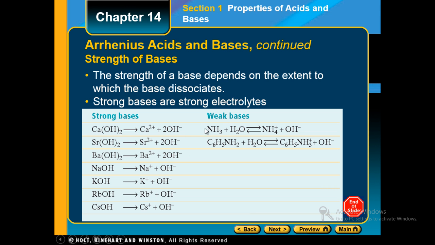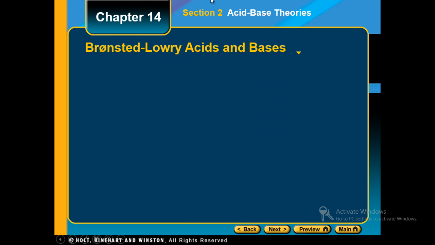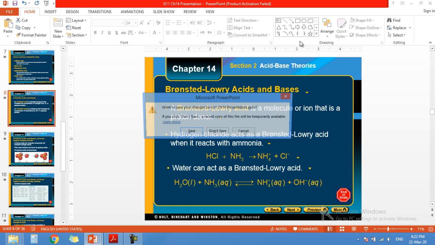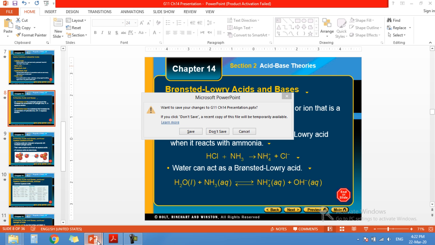And for weak bases we have NH3, which reacts with H2O to give NH4 positive ion plus OH negative. So it depends on how many hydroxide ions it gives while it dissociates or ionizes, according to whether it's a molecular or ionic compound in water. So we finished what we need to know in this section. Let's move to the questions.